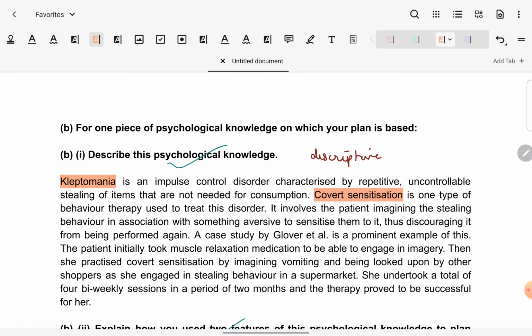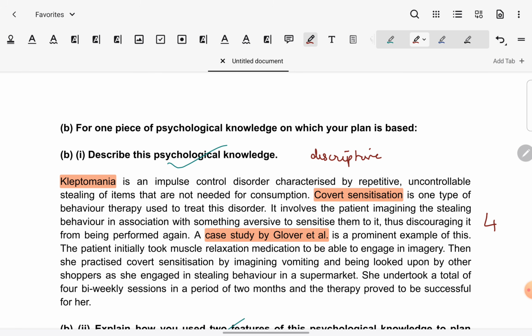Next is what is covert sensitization. I've given a definition for it. After that, coming to the most important thing, the case study by Glover et al., from where we have drawn the main ideas. That study has lots of details, of course, because it's a case study. Now I cannot write everything over here. So only those things that I have made use of to come to my plan, only that I mention from the study.